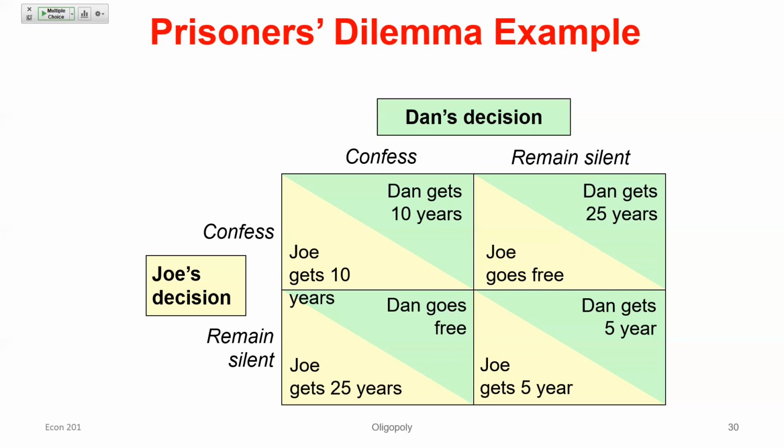So if Joe confesses, this is no longer an option. If Joe confesses, then for Dan the only two scenarios left are right here. So Joe's confessing. If Dan confesses, he gets 10 years in prison. If he doesn't confess, he gets 25. So which do you think is optimal for him to do? This is kind of a hypothetical. If he knew Joe was confessing, it's optimal for him to confess because he gets lower jail time.